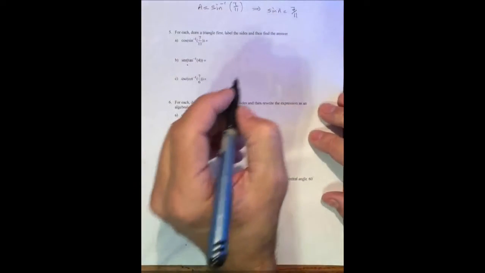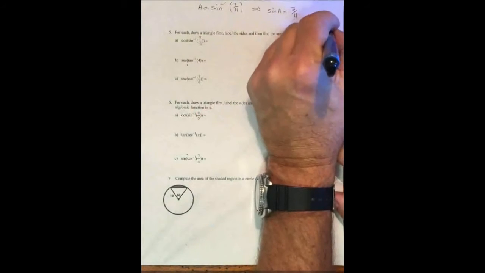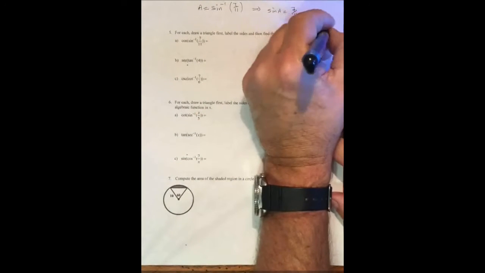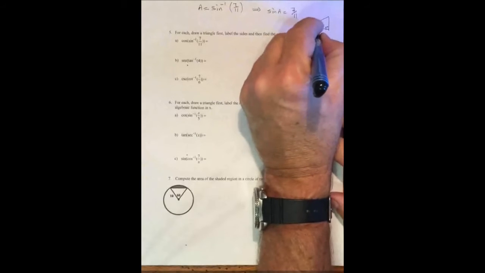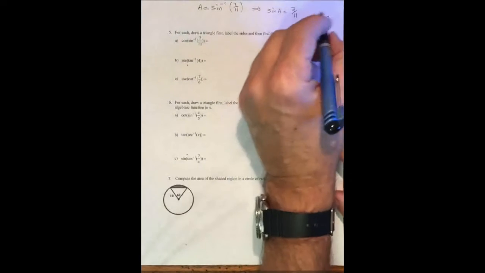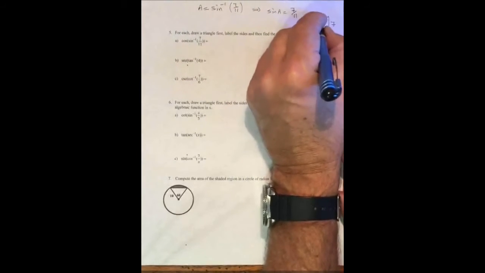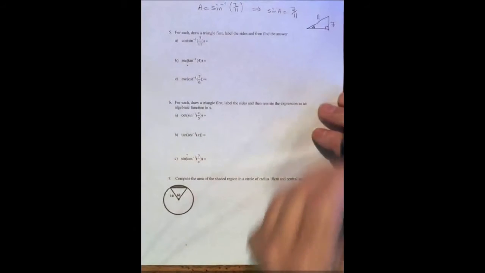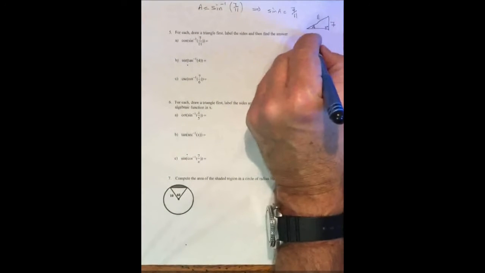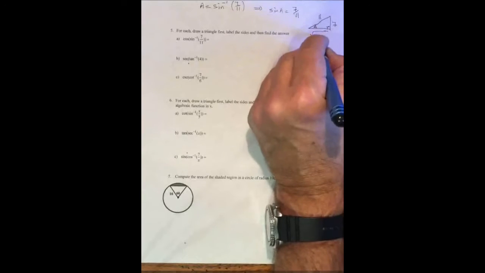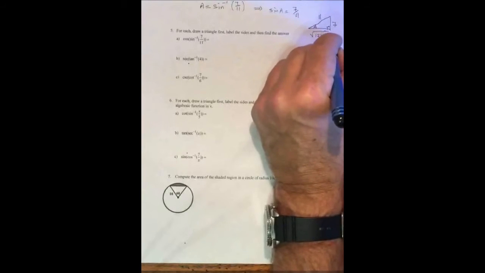Cool? Now, draw a triangle. Draw a right triangle. Here's my angle A. The sine is 7 over 11, so this is 7, and that's 11. So what's this going to be? This is going to be the square root of 121 minus 49. Oh, well, what is that? What's 121 minus 49?